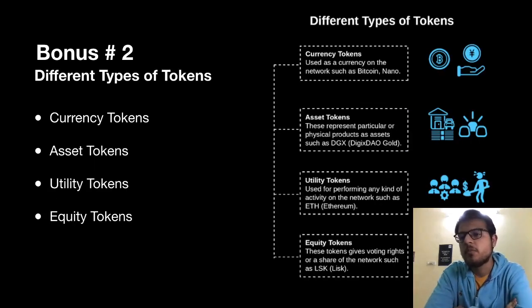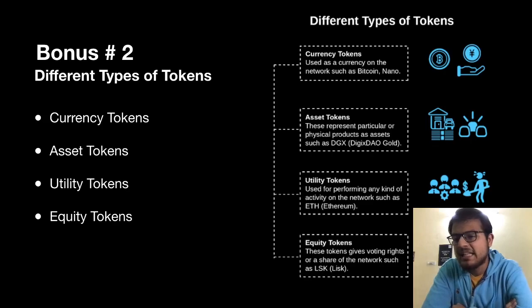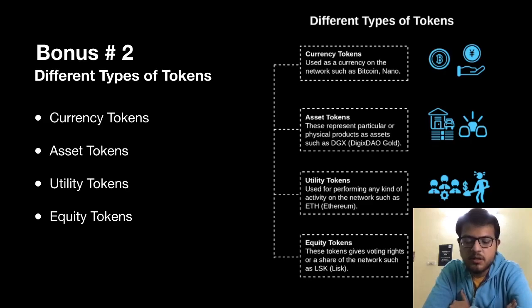A second bonus slide: there are four types of tokens I want to discuss. Currency tokens, asset tokens, utility tokens, and equity tokens. Currency tokens are basically what we discussed in the previous one, the Bitcoin one. The second one is asset tokens.